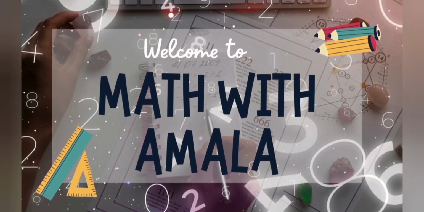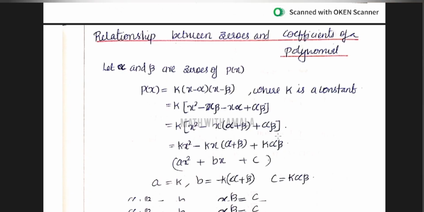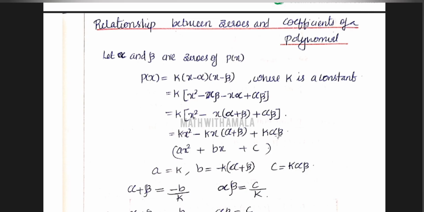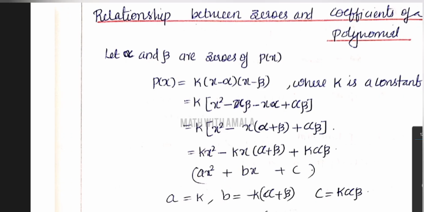Let's start a new part of chapter 2 of grade 10, polynomials. Here we deal with the relations between zeros and coefficients of a polynomial. Let alpha and beta be zeros of p of x. We know that p of x is the polynomial and we have the zeros of p of x as alpha and beta. Now we can write p of x equal to x minus alpha into x minus beta, since x minus alpha and x minus beta are the factors of p of x.